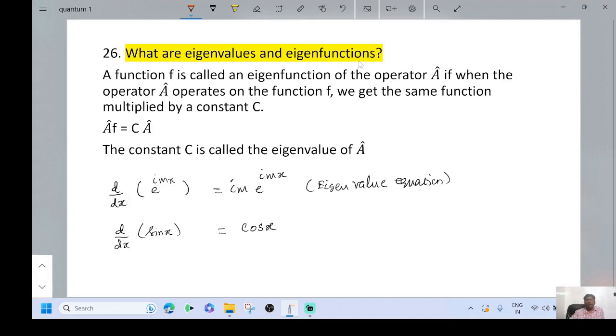What are eigenvalues and eigenfunctions? A function f is called an eigenfunction of the operator A if, when the operator A operates on the function f, we get the same function multiplied by a constant c. A f equals c f. This is called the eigenvalue equation. The constant c is called the eigenvalue of the operator A. d by dx of e power imx equals im times e power imx. This is an example of an eigenvalue equation because the same function e power imx is obtained. Consider the second equation, d by dx of sin x equals cos x. This is not an eigenvalue equation because the function is changed. Sin x is changed into cos x.